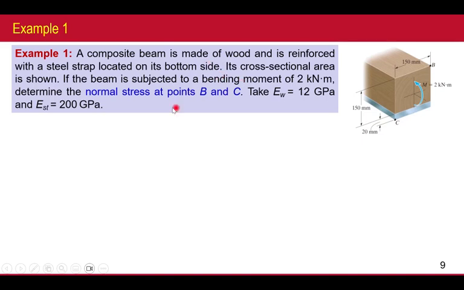Its cross-section area is shown here, with all the numbers. If the beam is subject to a bending moment, this bending moment here, that means the top of the neutral axis will be in compression and the bottom will be in tension. Of course, we now determine the normal stress at point B and point C. Take the Young's modulus of wood as 12 gigapascal, and the Young's modulus of steel as 200 gigapascal.